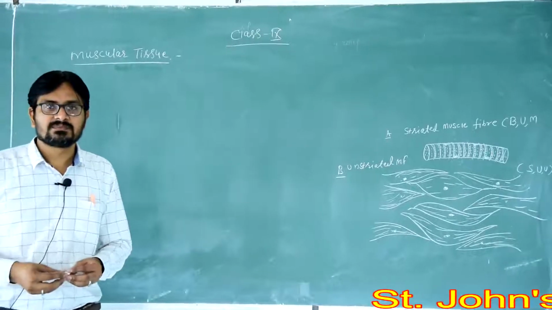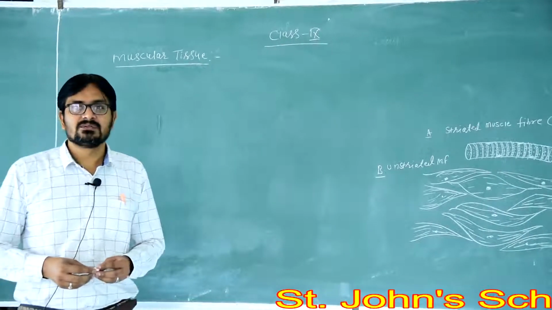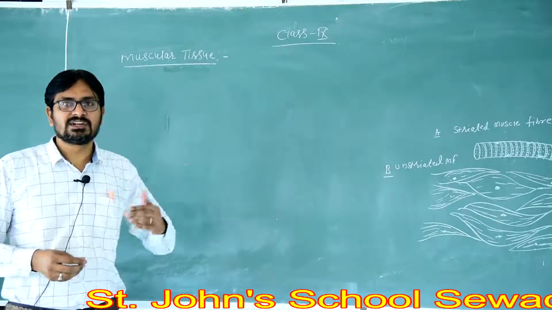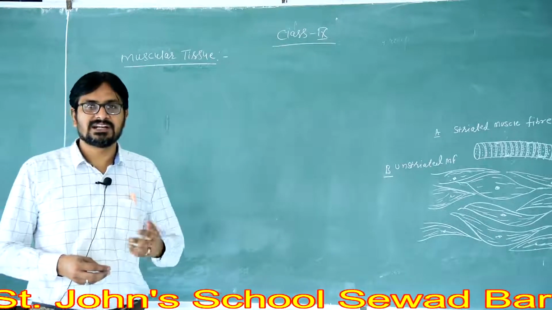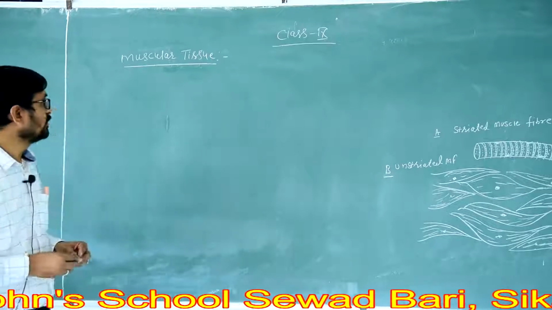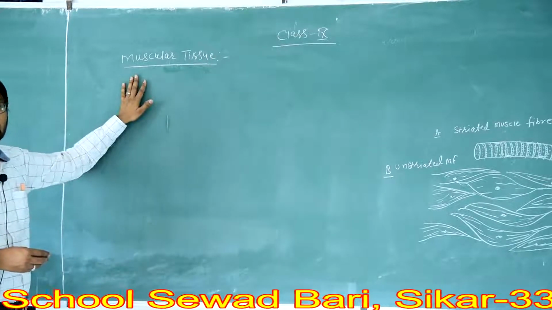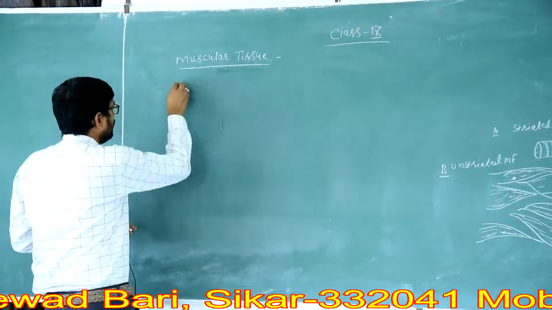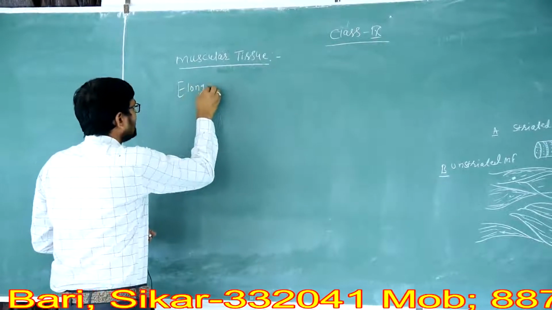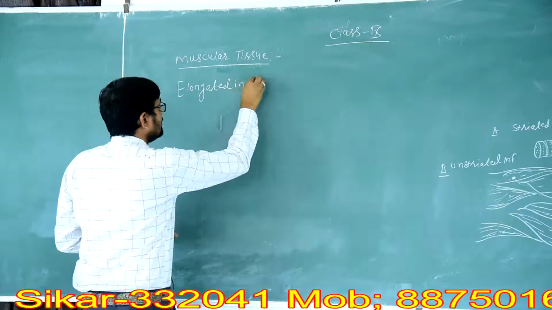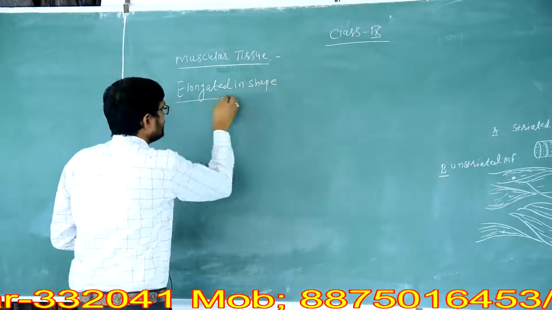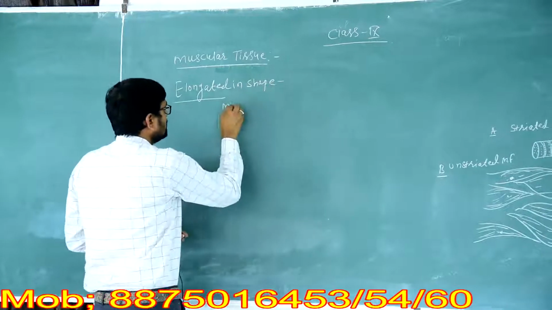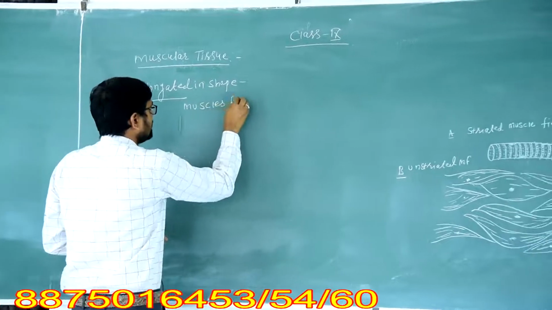Good morning, students. In the previous section we discussed animal tissue, and in animal tissue we study different types of tissues, right? Connective tissues. But right now we are going to discuss muscular tissue, the next part of the tissue. The cells of muscular tissue are elongated in shape, and the cells of this muscular tissue are called muscle fibers.